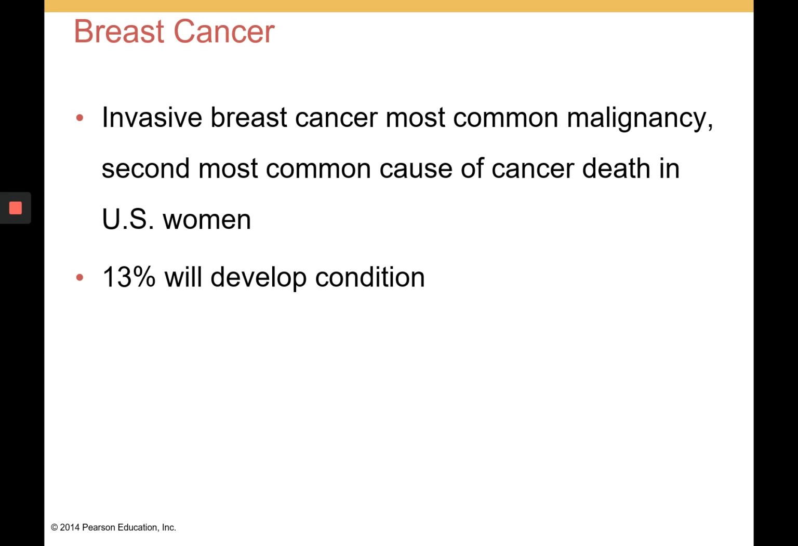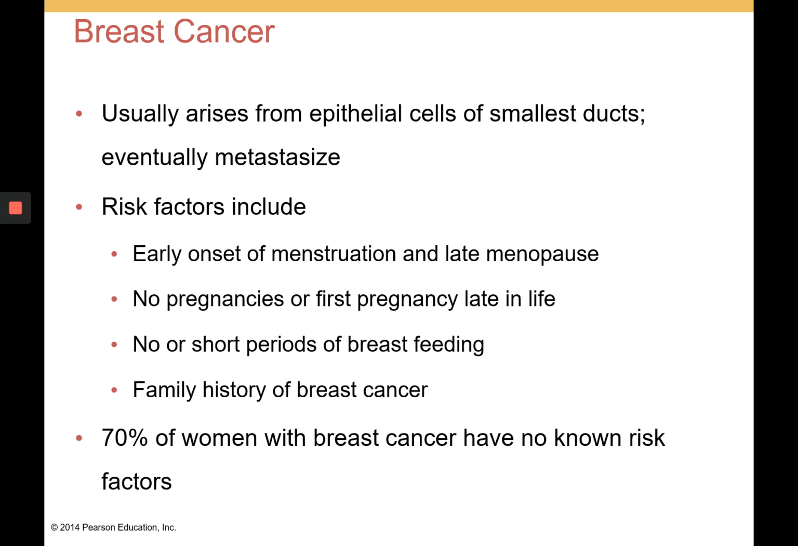And the reason we're talking about mammary glands here is we want to discuss breast cancer as well. Breast cancer is one of the most invasive types of cancer because it's also very metastatic. It's the second most common cause of cancer death in U.S. women. It's a very common malignancy, and about 13% will develop the condition. It usually arises from epithelial cells of the smallest ducts in the mammary glands, and again, it's highly metastatic, so usually breast cancer eventually metastasizes or moves to other organs.